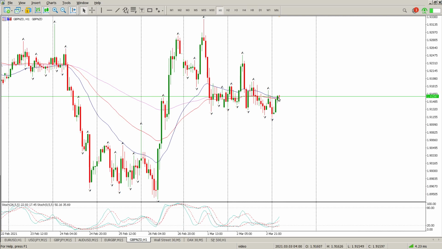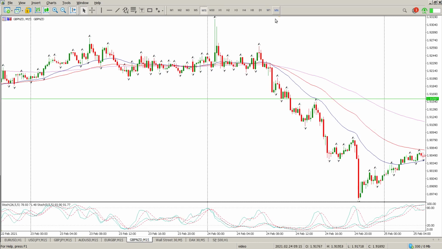It does look like we are setting up for a move to the downside, to be honest. So you can see how we're rejecting the moving averages here and looking for a move to the downside. But look at the sideways price action. This is not something I want to be trading.